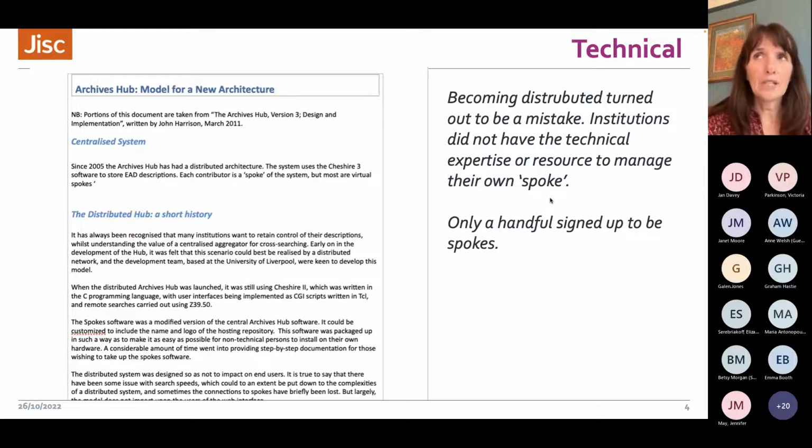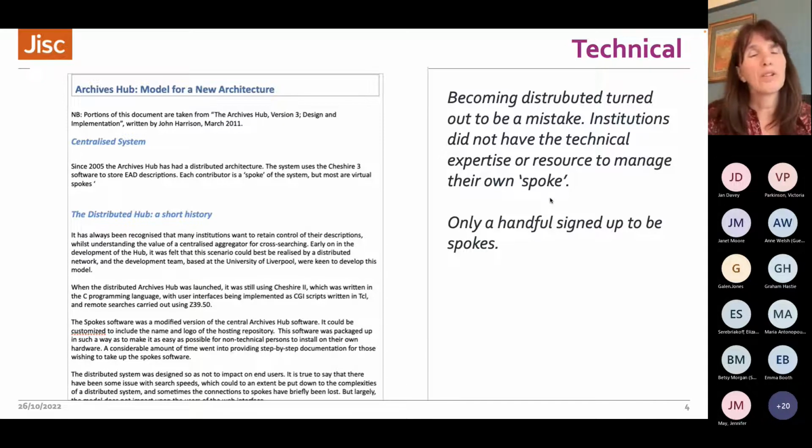Fundamentally, we had very few institutions sign up to host their own data, and they didn't really have the technical expertise and the access to IT and to infrastructure and everything that they needed in order to run a server.